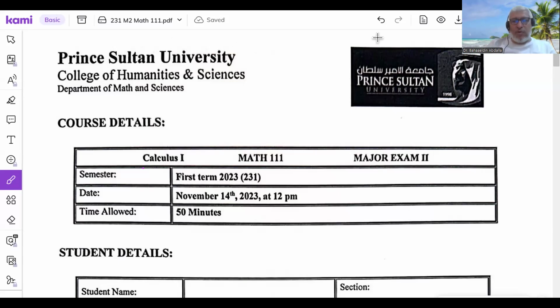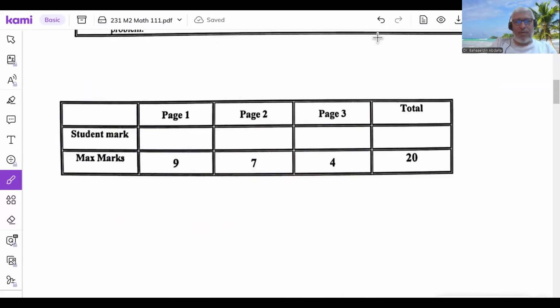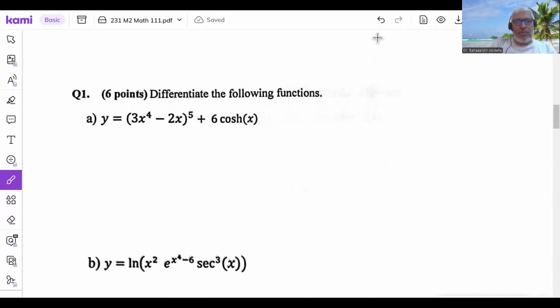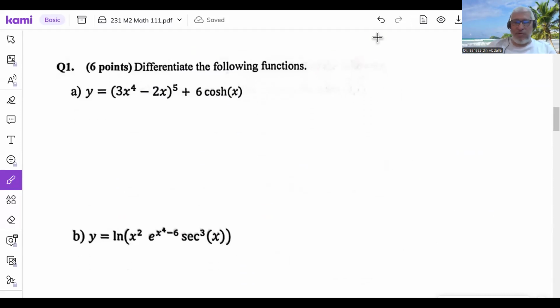This is Math 111, Major 2, Term 231. Let us have a look at the exam and solve it together. The first question is about derivatives. Differentiate the following functions.